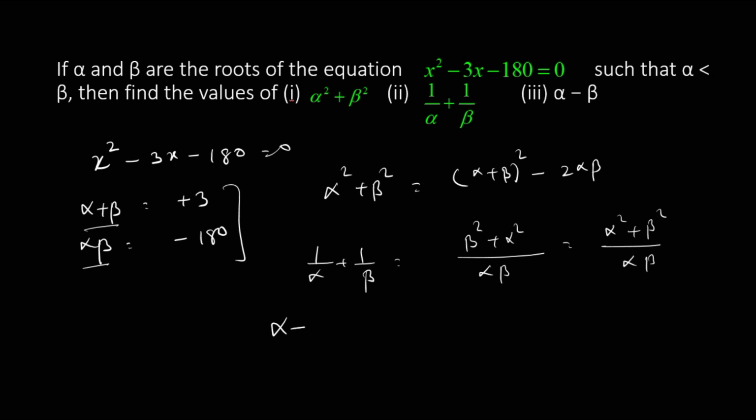Last is alpha minus beta. Alpha minus beta can be written as the square root of alpha plus beta to the power 2 minus 4 alpha beta. You may wonder why such a formula holds. You should go back to the theory of algebraic formulas and the derivation, and you will find all these things.